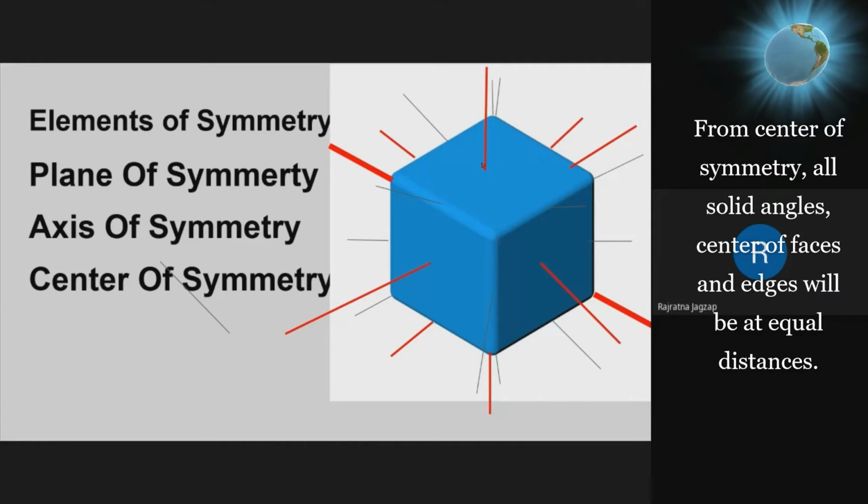These two axes will intersect somewhere inside the crystal. That is the point or place where these two axes will intersect. That is the probable center of symmetry.